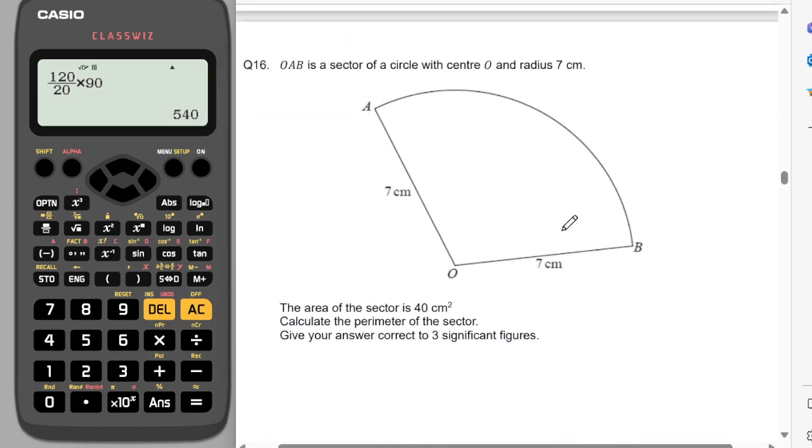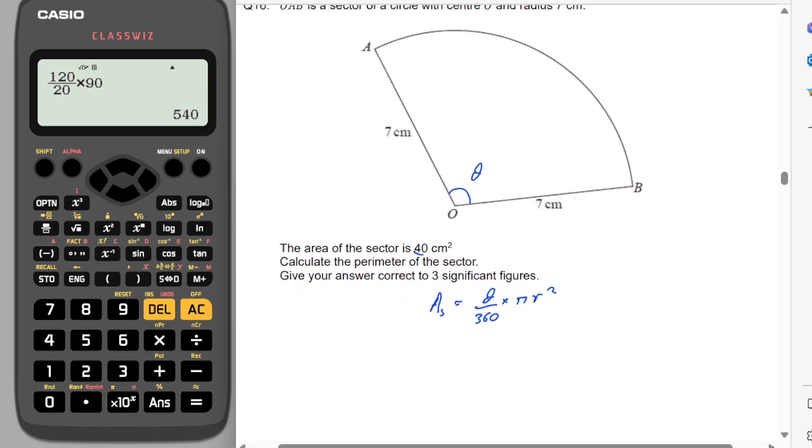Okay, question 16. So AOB is the sector of a circle with centre O and radius 7. The area of the sector is 40 centimetres squared. Calculate the perimeter of the sector. Give your answer correct to 3 significant figures. Okay, so we first of all need to work out this interior angle, which I'm going to call theta. So in effect, the area of the sector is equal to the size of the angle divided by 360 times by pi r squared.